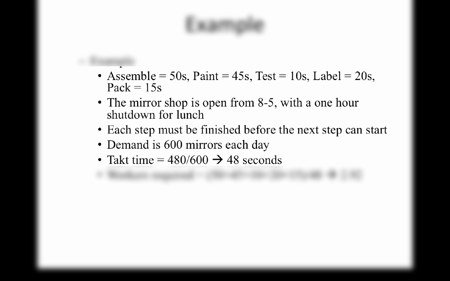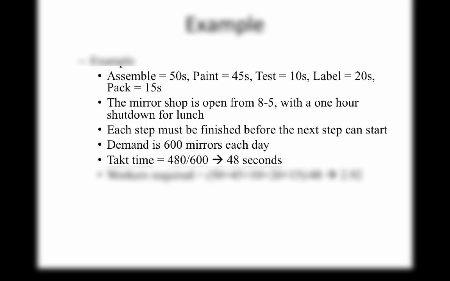So let's roll through an example. Here you have 5 different steps, and it's listed in the top bullet how many seconds it takes for each one of the steps. The shop is open from 8 to 5, so that's a 9-hour period with a 1-hour shutdown for lunch. Each step must be finished before the next step can start. That's one assumption we're going to make here, and the demand is 600 mirrors per day.